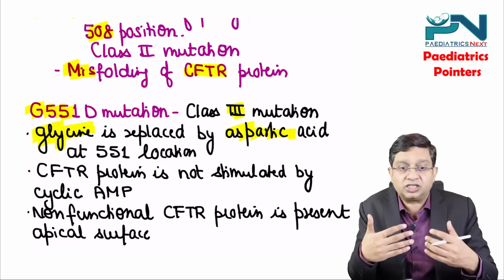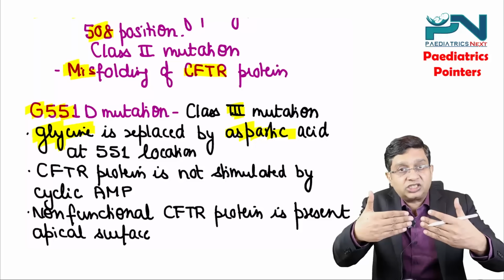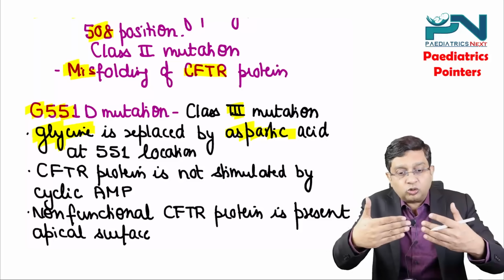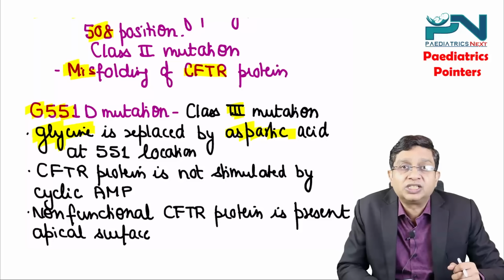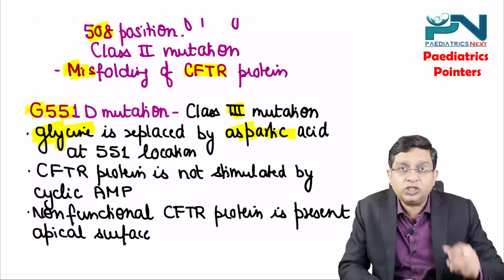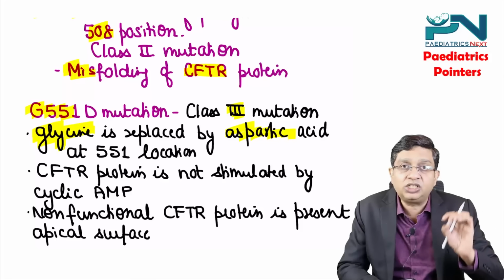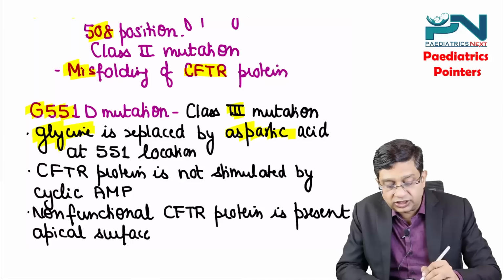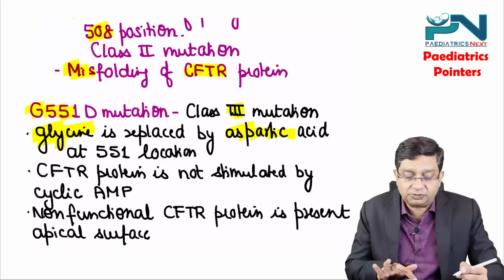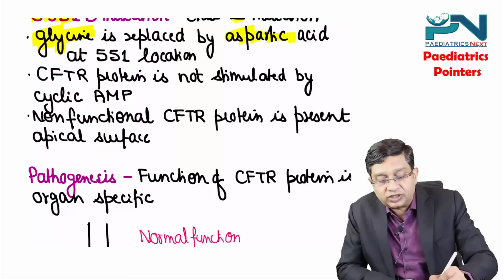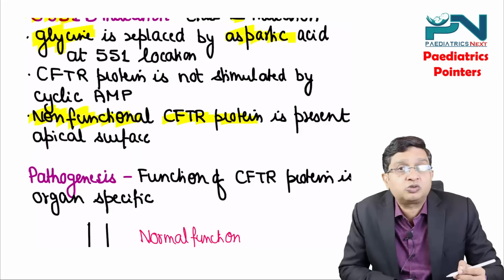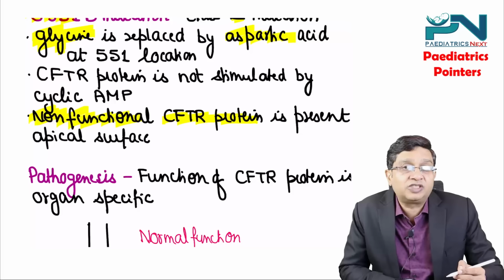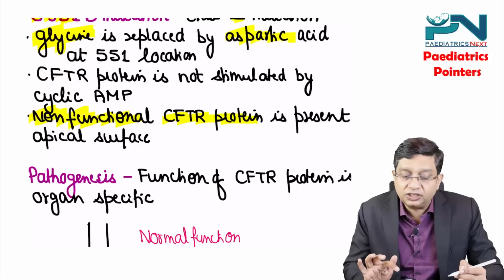What actually happens here? You should think of the CFTR protein as the two gates of a channel. To open the gates of the channel, the CFTR protein requires the support of cyclic AMP or ATP. So in this condition, CFTR protein is there, but it is not stimulated by cyclic AMP or ATP. So what you basically get is non-functional CFTR protein present on the apical surface. So these two mutations you should at bare minimum know: delta F508 and G551D.